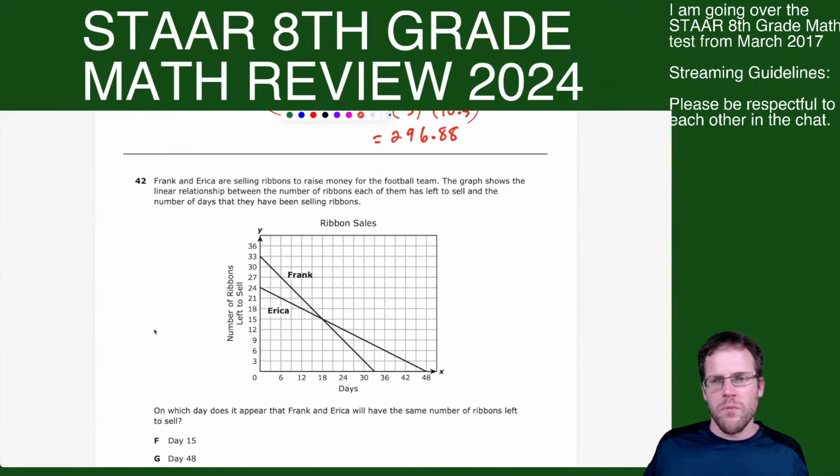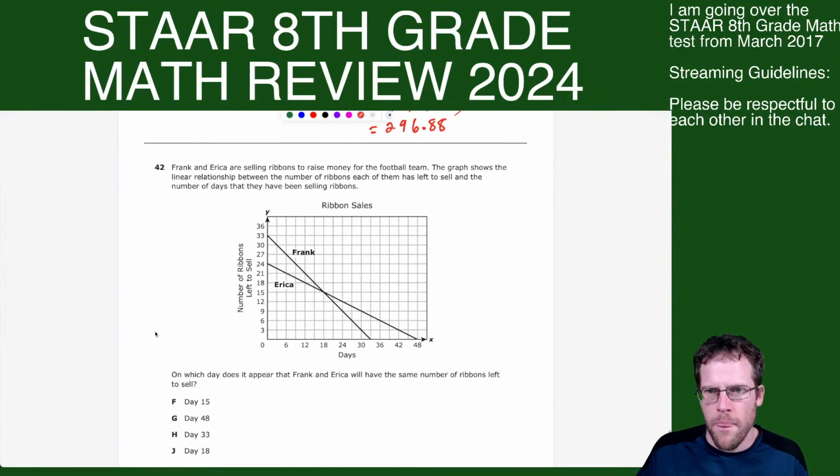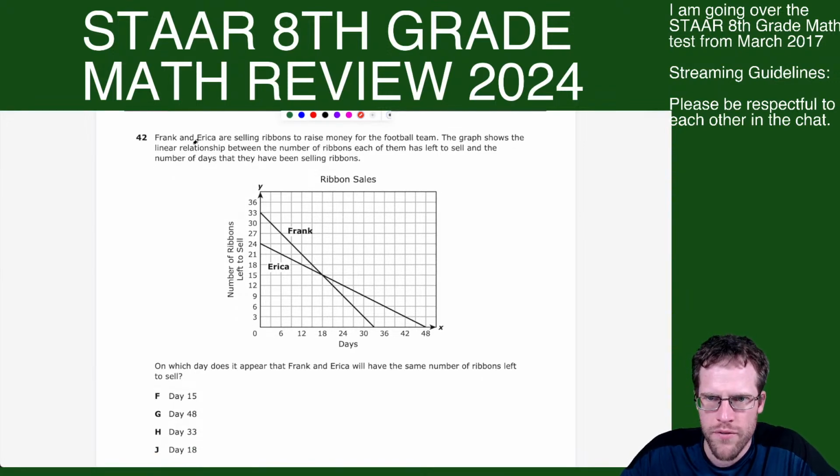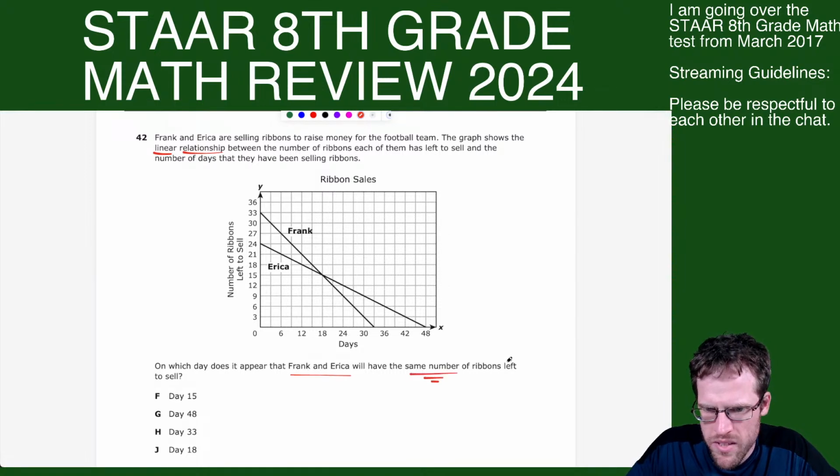42, our last question. We made it. So let's see. We have Frank and Erica selling ribbons to raise money for the football team. The graph shows the linear relationship between the number of ribbons each of them has left to sell and the number of days that they have been selling ribbons. On which day does it appear that Frank and Erica will have the same number of ribbons left to sell? So same number of ribbons left to sell is the point of intersection here. On the 18th day, so the X is in days, that's the unit, Frank and Erica are going to have 15 ribbons left to sell.